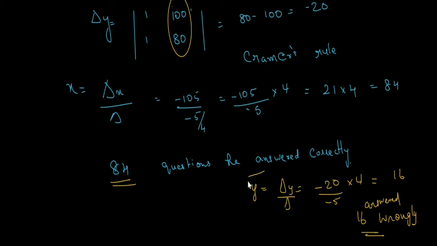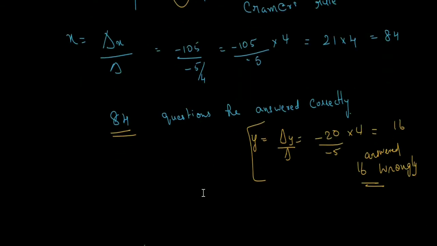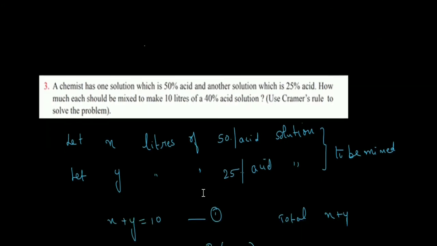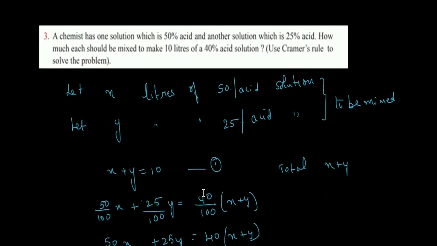So this is not asked actually, it's not necessary, but we're just writing this. Now we move on to the next question. A chemist has one solution which is 50% acid, another solution 25% acid. How much of each should be mixed to make 10 liters? You have a 50% acid and a 25% acid solution.